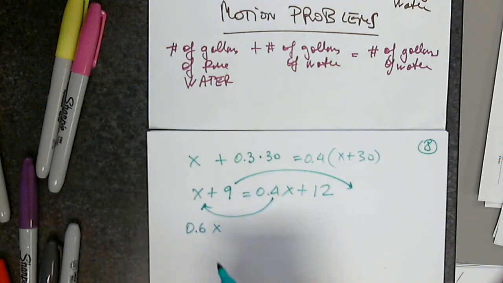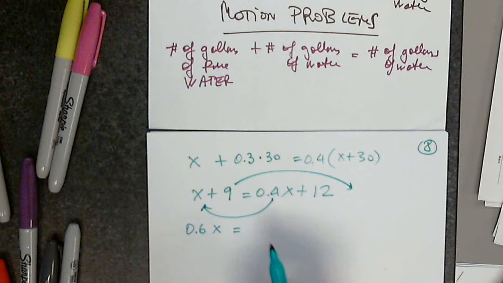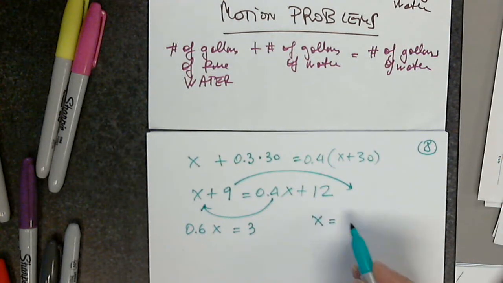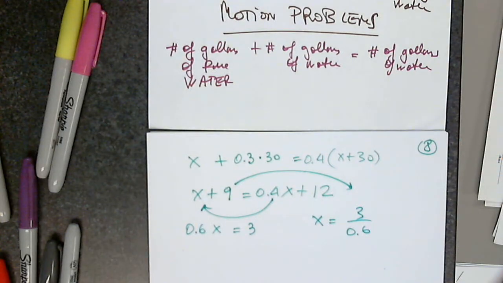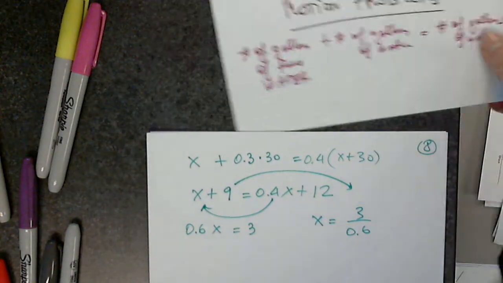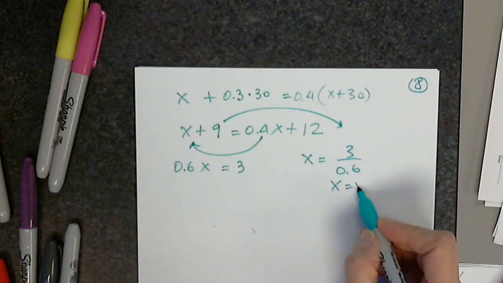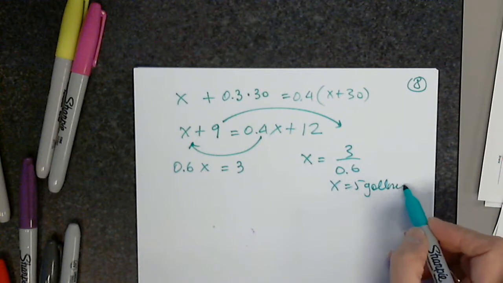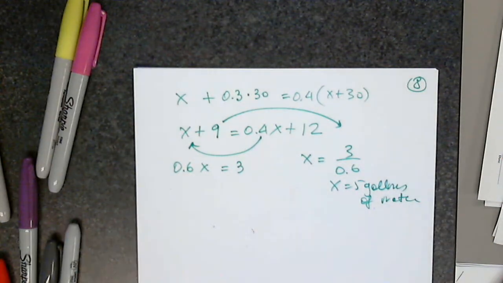0.6x, and it's positive. When I subtract 9 from 12, what do I get? 3. Perfect. And the final answer must be 3 divided by 0.6, which has no choice but to be what? 5. Still the same measurement unit, gallons of water. Must be added. Is it clear now, Chris?